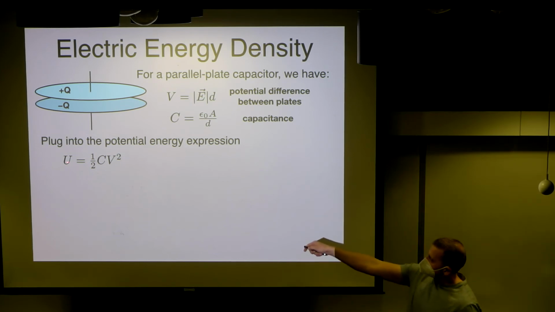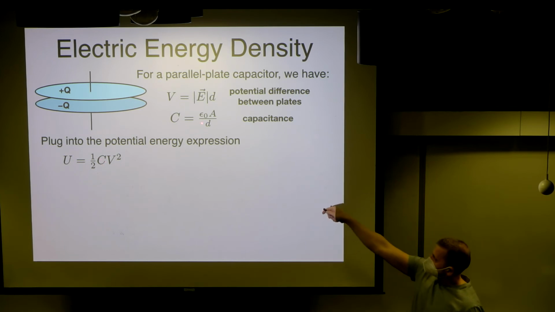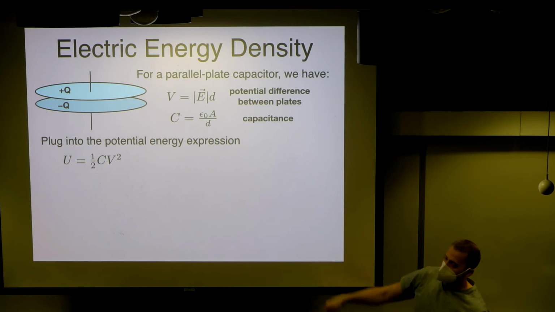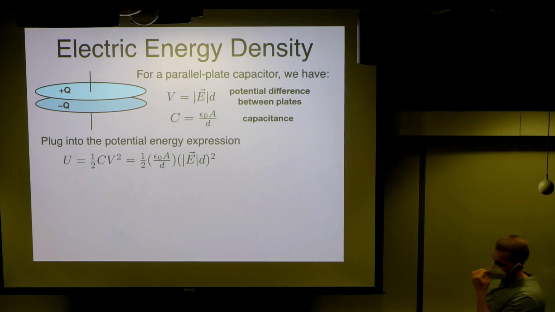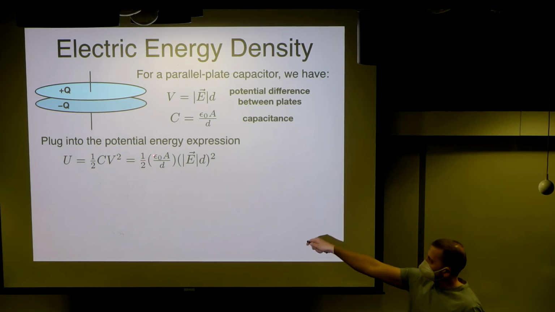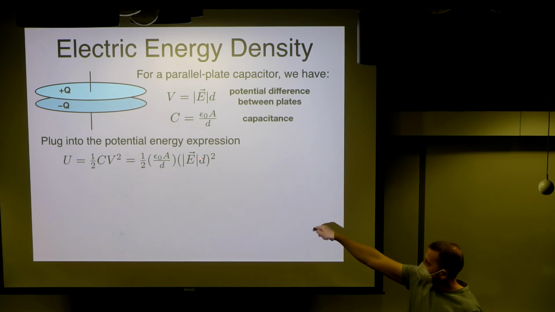So why don't we take those expressions and plug them into the formula for potential energy? Because after all, U is equal to 1/2 times CV squared. Take this expression for C, this expression for V, and place them right inside. Okay? So here's the direct substitution. We have 1/2. C is epsilon naught times A divided by D. And V is the electric field times D. And we're squaring that whole thing, okay?